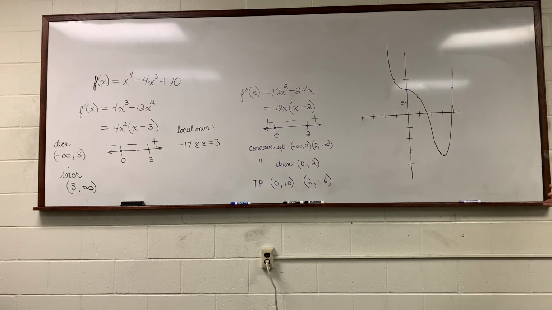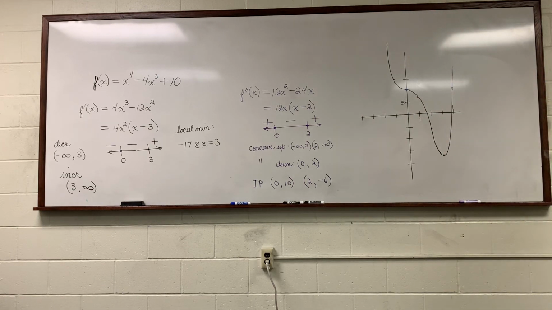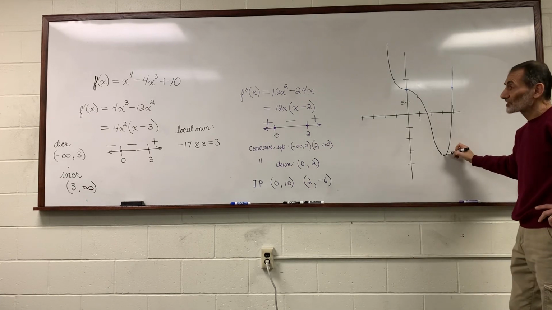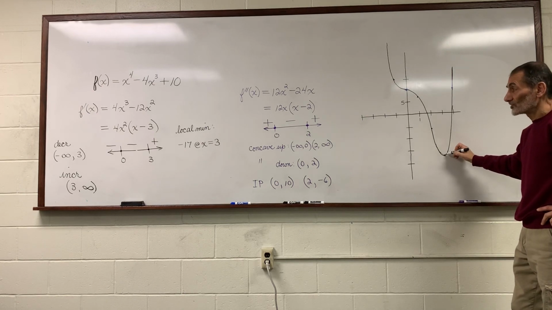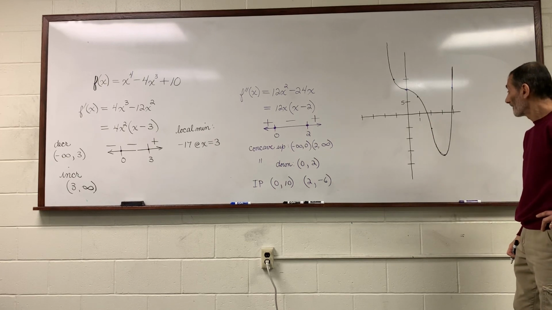Now, it doesn't look exactly like a W, obviously, but it does have that general shape wherein we're going to infinity as x approaches negative infinity, we're going to infinity as x approaches infinity. We can see also that this local minimum is also the absolute minimum of the function. The function never decreases again. And that's it.